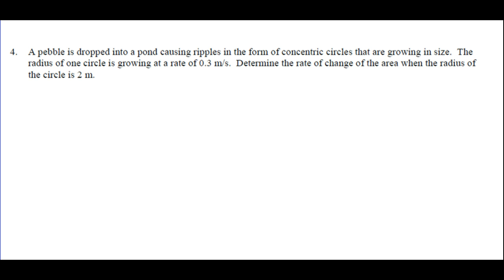So this goes back to example 1, but it's more of a real example. A pebble is dropped into a pond, causing ripples in the form of concentric circles that are growing in size. The radius of one circle is growing at a rate of 0.3 meters per second. So think of a drop of water propagating outwards. Determine the rate of change of the area when the radius of the circle is 2 meters. So the first thing we would do is we need a formula to relate A and r. Related rates.